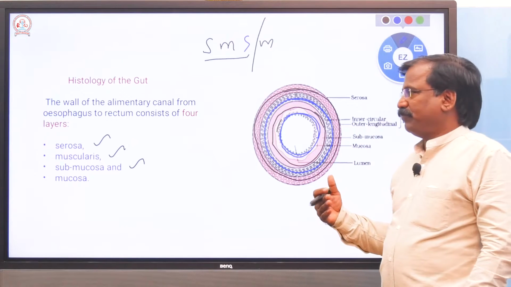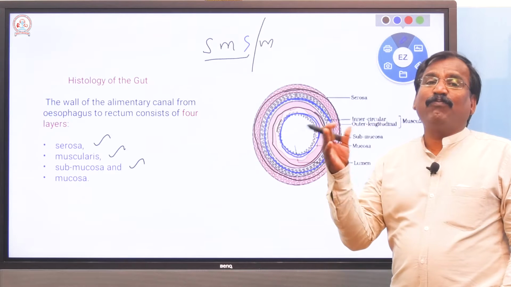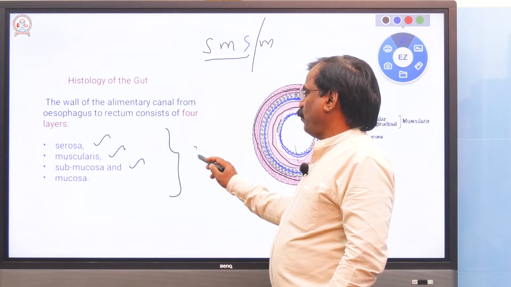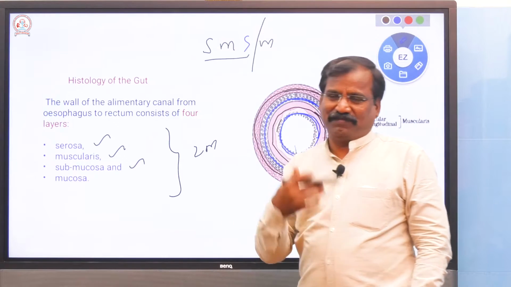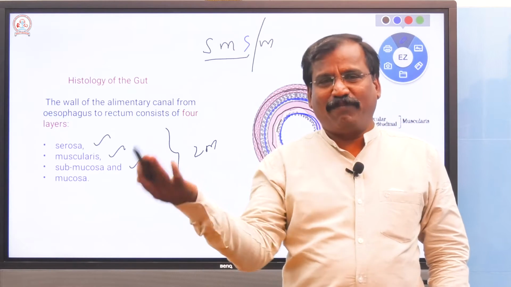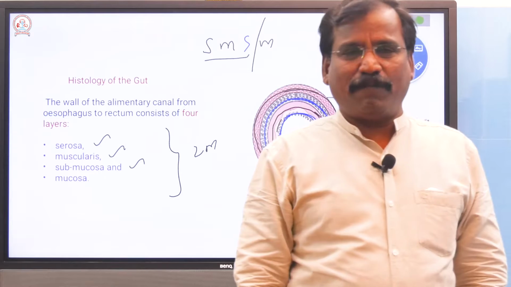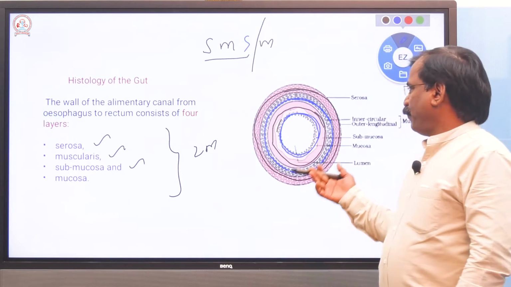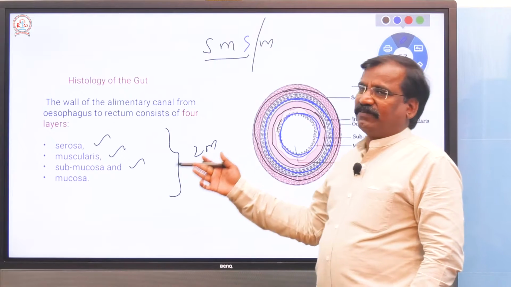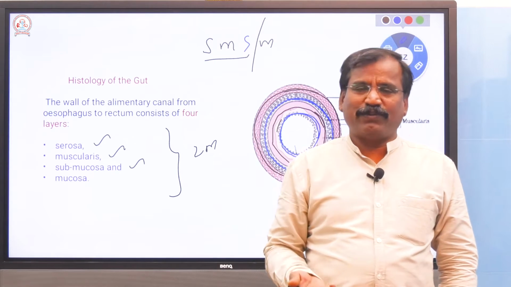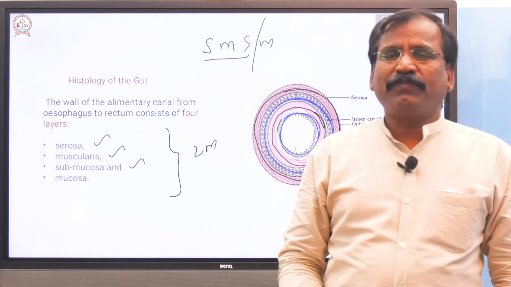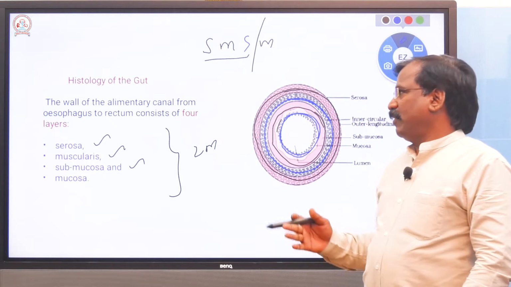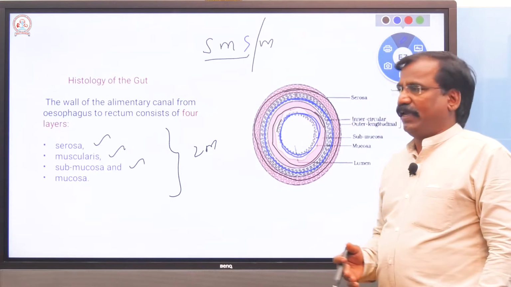What are they? Mention the four layers of the gut, for two marks. SMS M. Serosa, muscularis, submucosa and mucosa, from esophagus to rectum. The intestine is made up of these four layers.